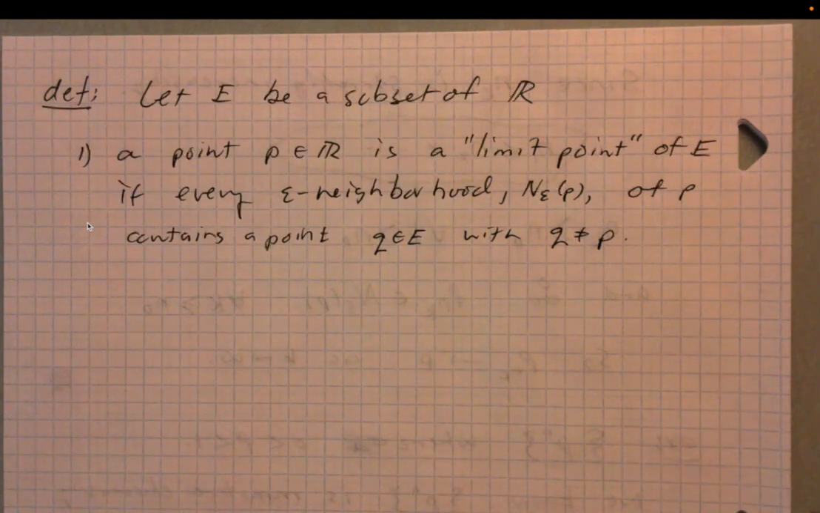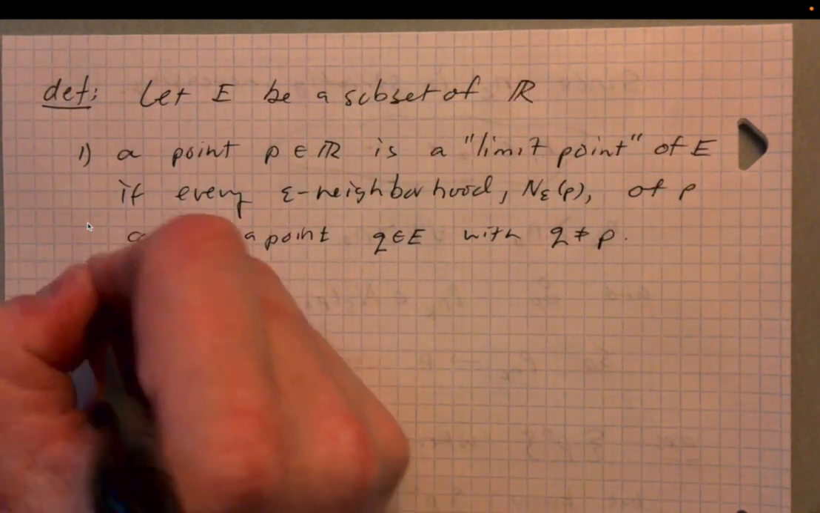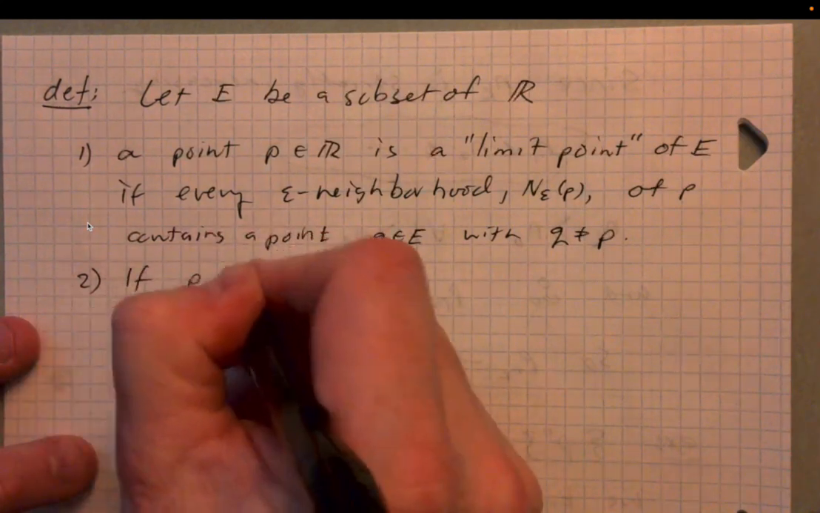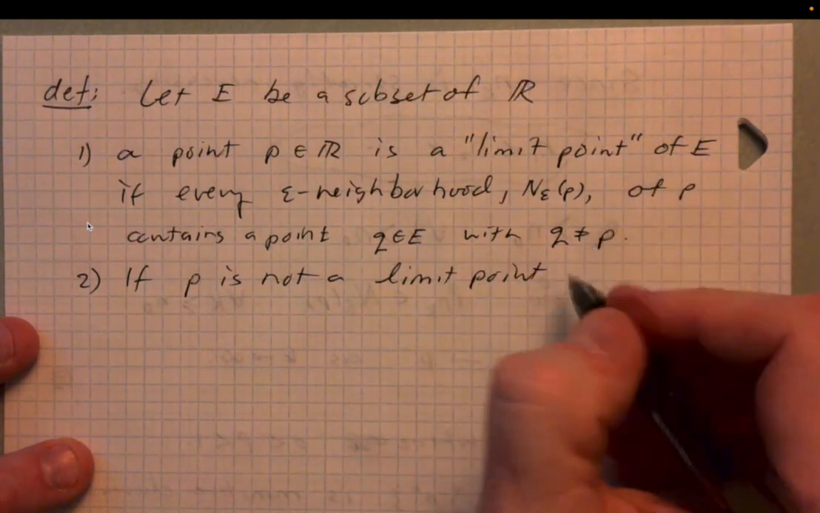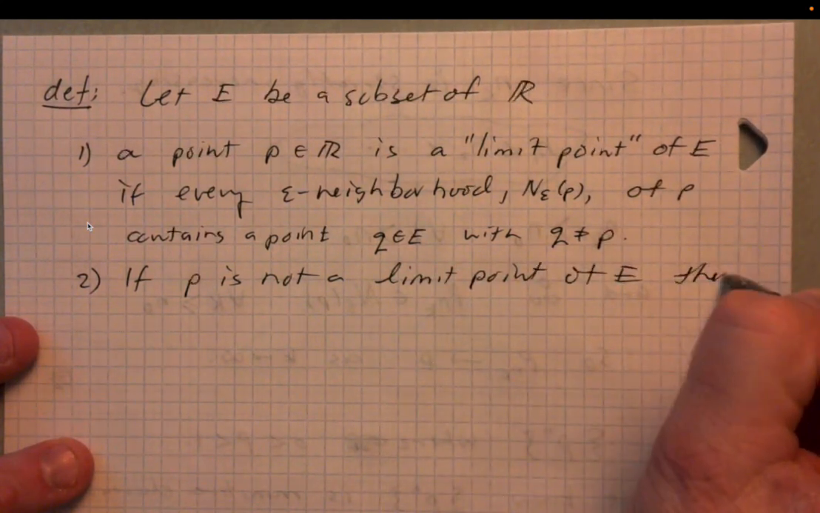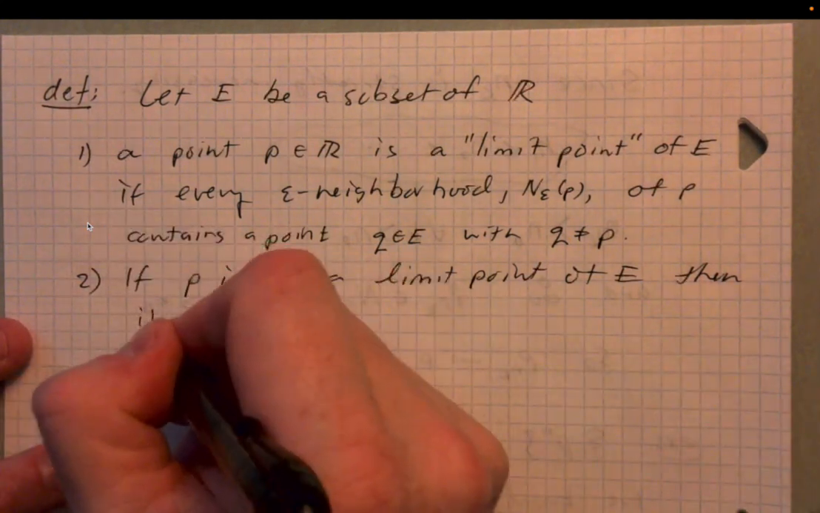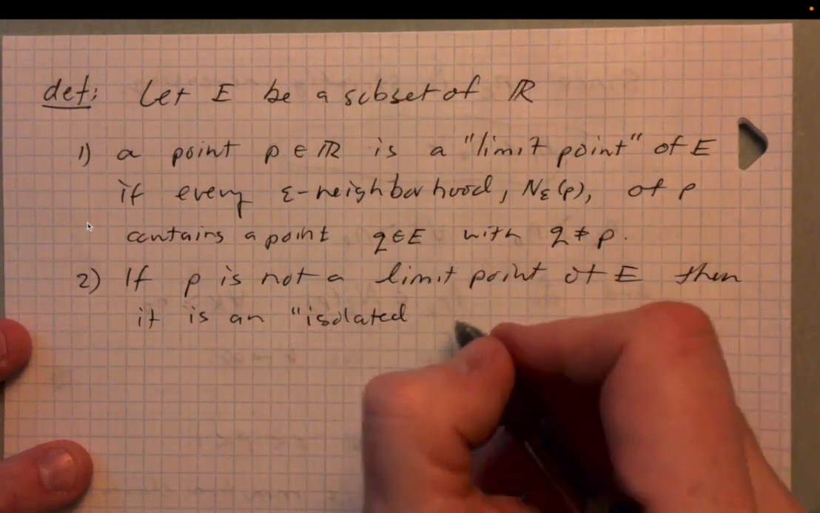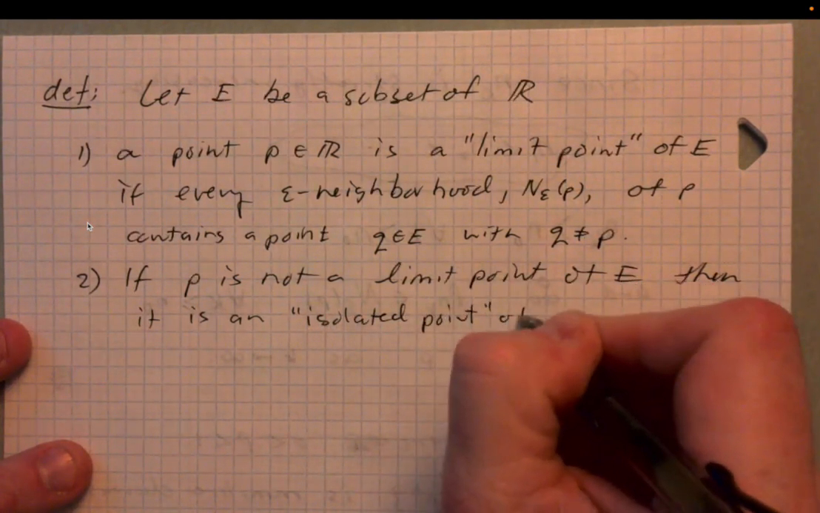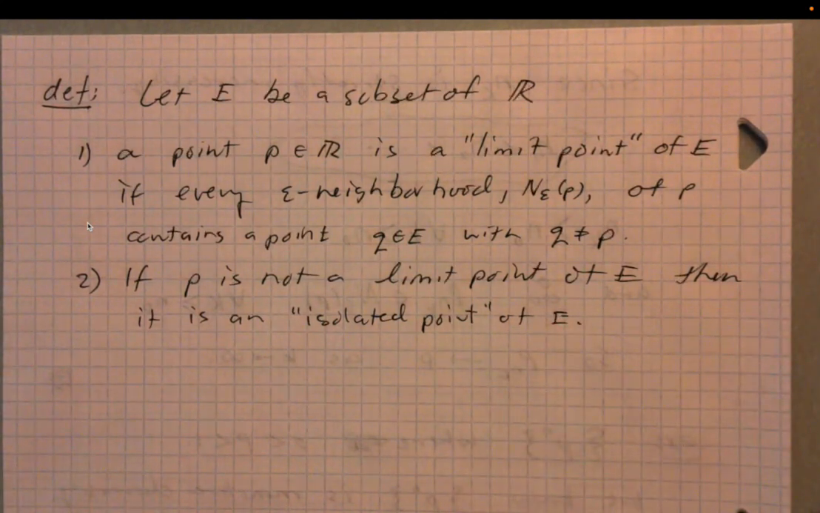It's a limit point. It's a point where the values that are in the set E are infinitely dense, right? They're right next to each other. Okay, now there are lots of points that aren't limit points, and if P is not a limit point of E, then we say it's an isolated point of E. All right, so you're either a limit point or you're an isolated point.